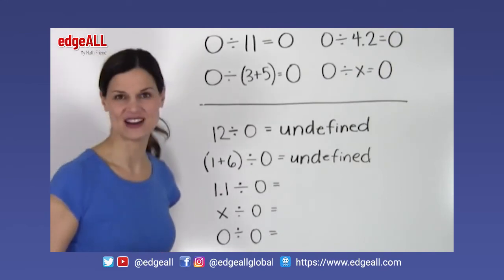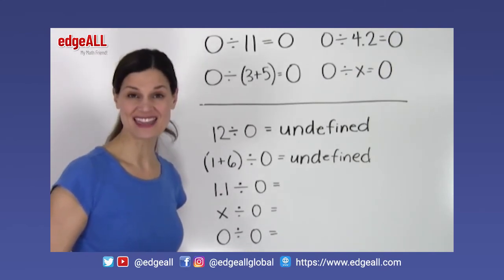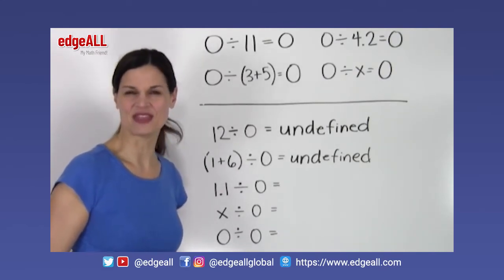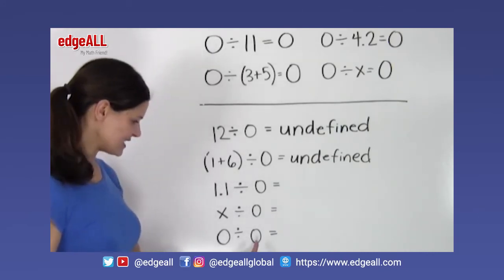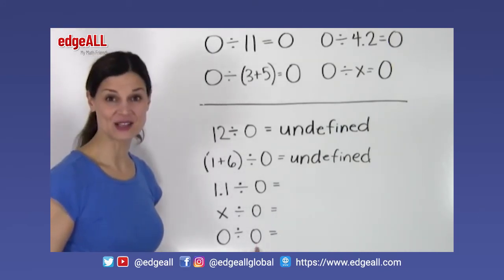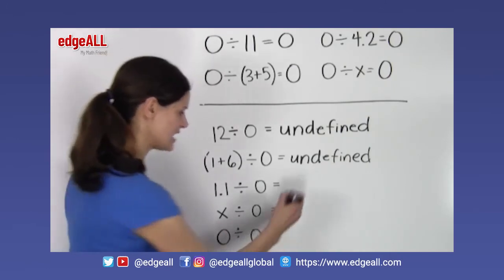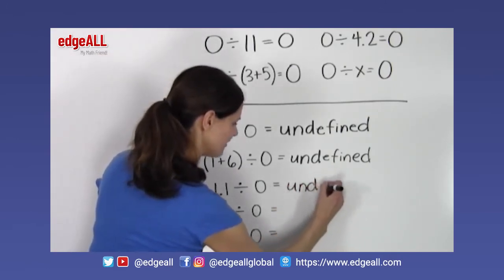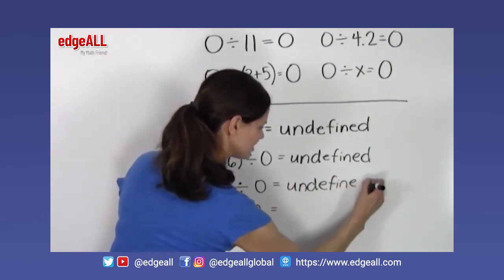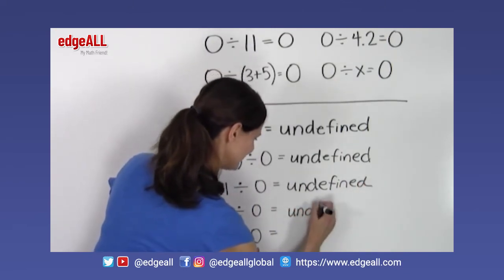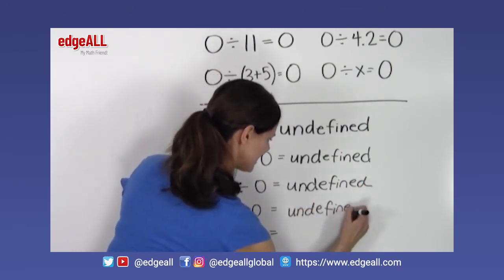0 divided by 0 isn't 0. We might think that 0 divided by 0 is 0, but the fact that we have a 0 here in the divisor makes this one as well undefined. So all of these answers, I'll try to write them quickly here, is undefined.